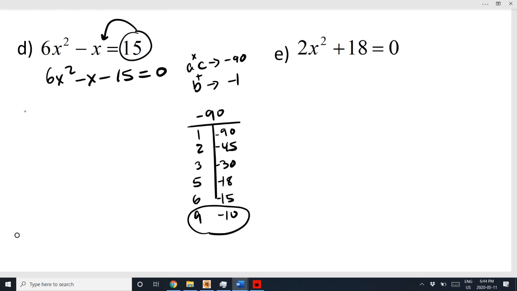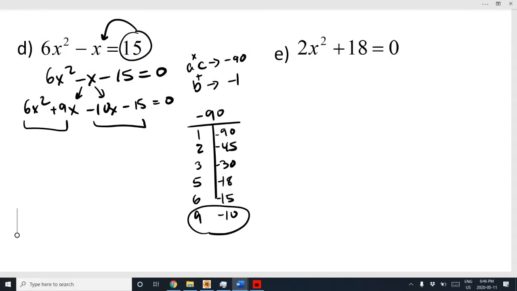So let's go ahead and do that. We have 6x squared. We're going to break this number up into those two numbers. We have plus 9x and negative 10x. And negative 15 is equal to 0. So we're going to factor these two and then these two over here.